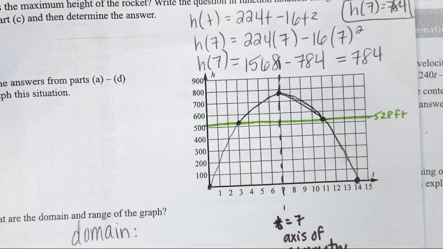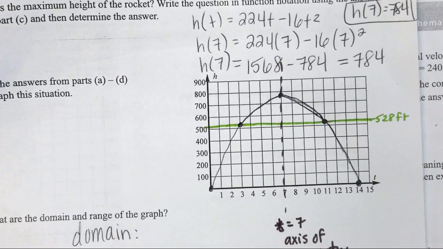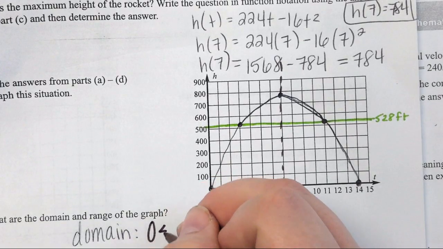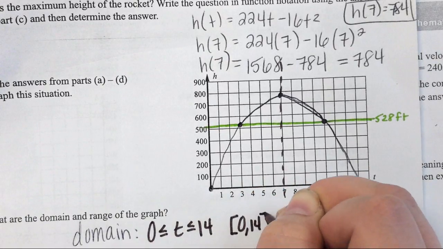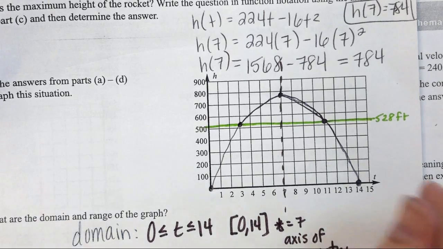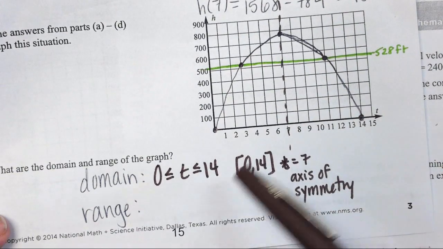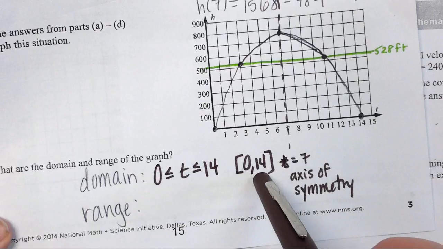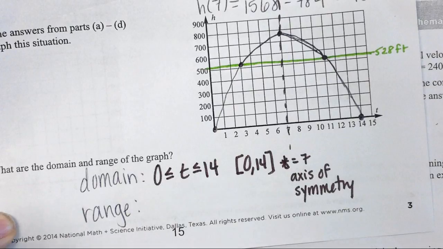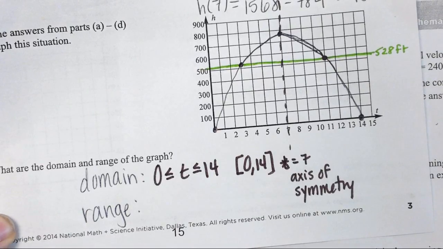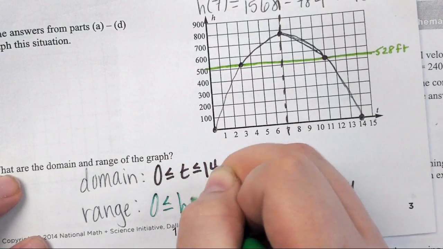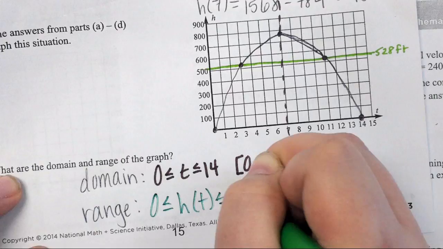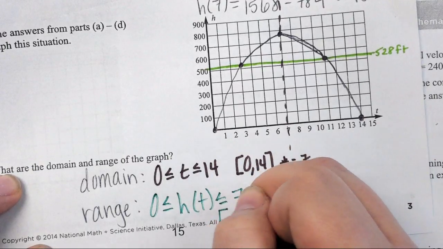So what is the domain? It is 0 less than or equal to t less than or equal to 14. Agree. Or you can do 0, 14. Hey, Anna, do y'all use interval notation or do you use the brackets more? I'm betting the brackets. I thought so. Okay, and then the range. How high did it go? So I should put 0 less than or equal to h of t is less than or equal to 784. Or you can say 0 to 784.